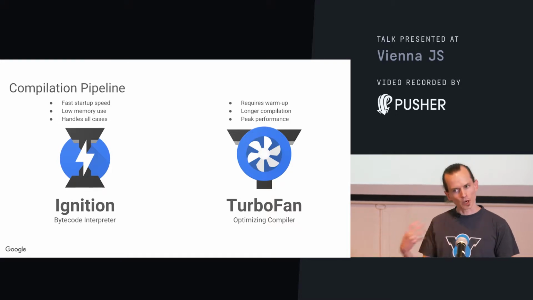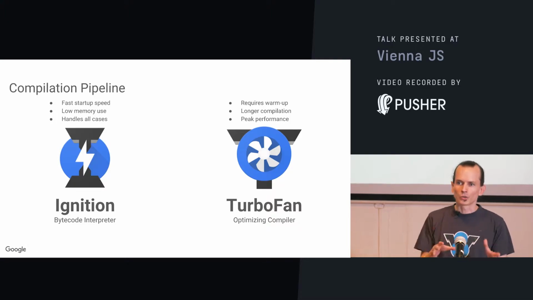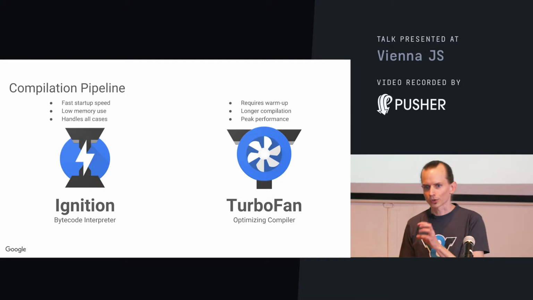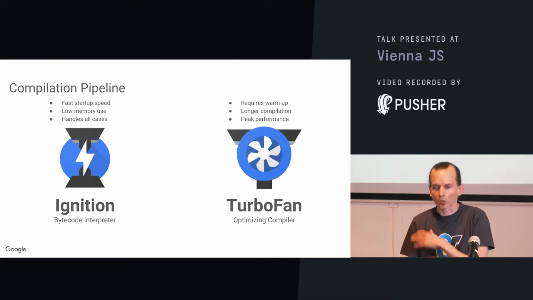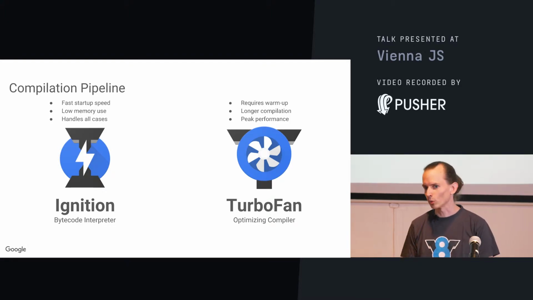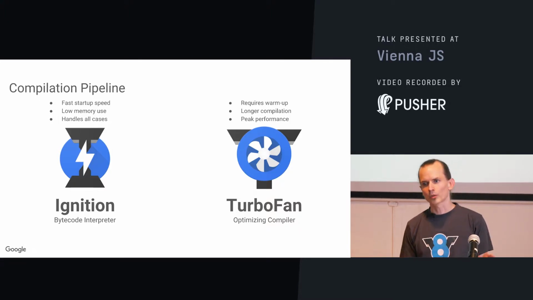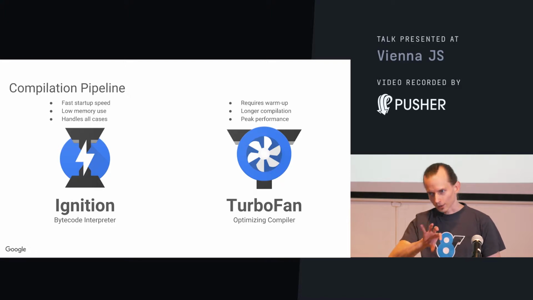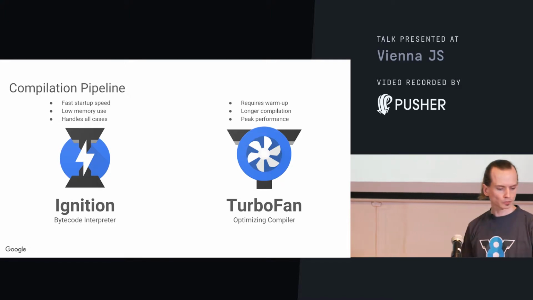Turbofan, on the other hand, requires a certain time of warm-up. So it requires the application to run for a while for us to observe it and to then optimize it. And that means we take longer to actually compile the application. And we only want to do that on a certain subset of your application. We don't want to optimize everything because that would just take up way too many resources. And Turbofan is the thing that provides peak performance. We take the pieces of your application that are really hot, really important, and spend time on optimizing those.